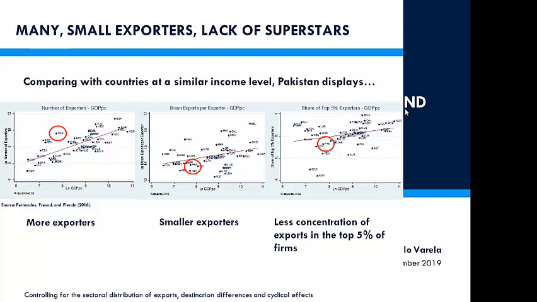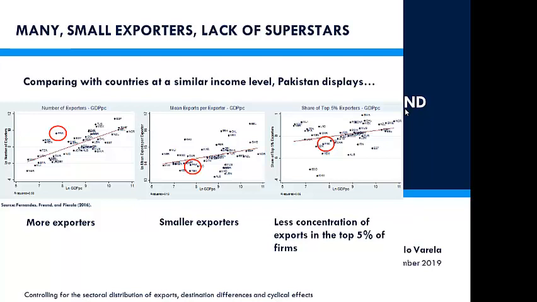So the first chart there on the left is showing you the number of exporters by country compared to the level of development of the country. And what you see there is Pakistan is above the line. So for the level of development of the country, Pakistan has more exporters than what one would expect. It's a large country, so it has many exporters. So that's a good thing.